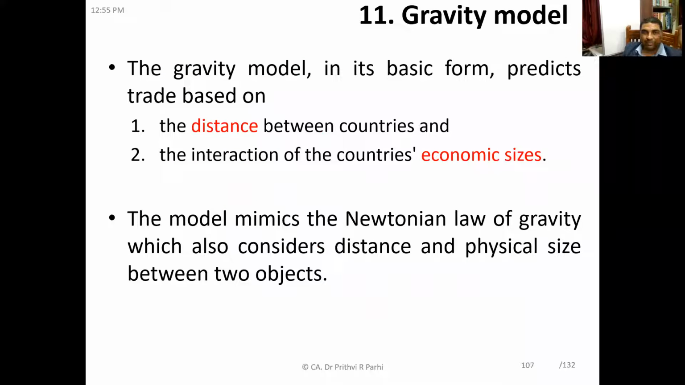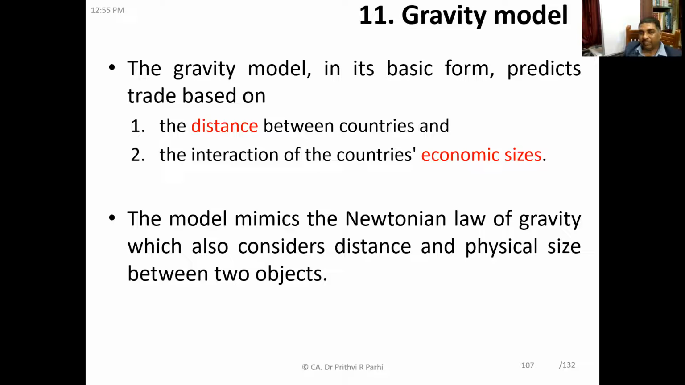Okay. Now, lastly, one more theory we'll be learning, that is the gravity model. Okay. So according to this theory, trade can be predicted, international trade can be predicted on the basis of the distance between two countries and the interaction of the countries' economic size.